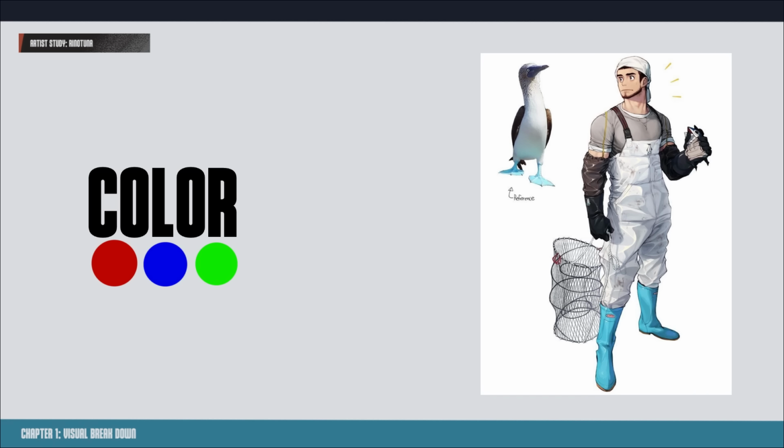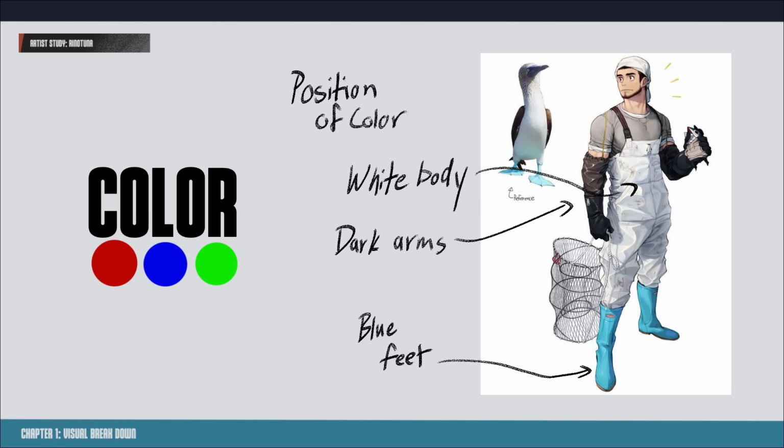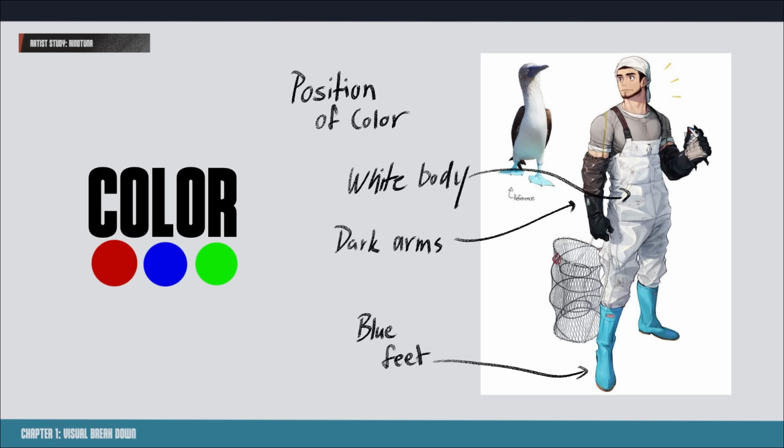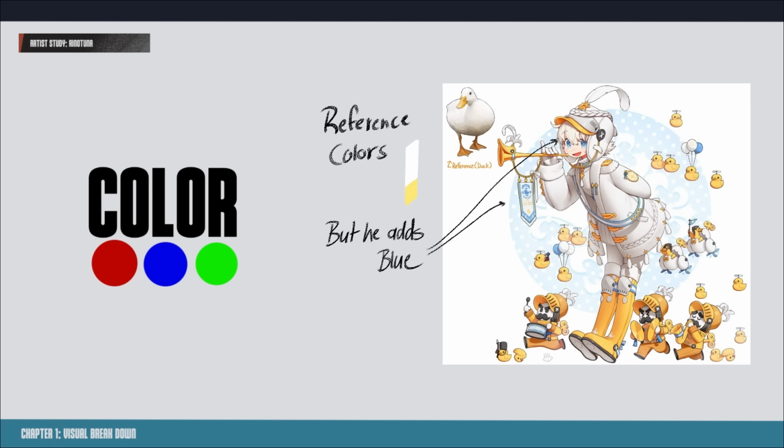Another interesting observation is that he will try to position the colors like on the reference. Like on this design where he makes the main color of the body white, but the blue boots and dark clothes are positioned exactly like on the bird. He's also not afraid to deviate slightly for better readability. Like here, where he uses hints of blue despite the reference having none, so it's not too monotone.